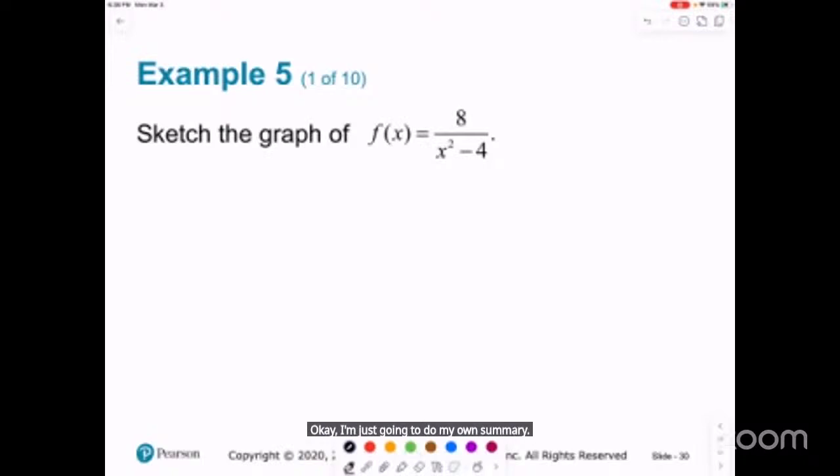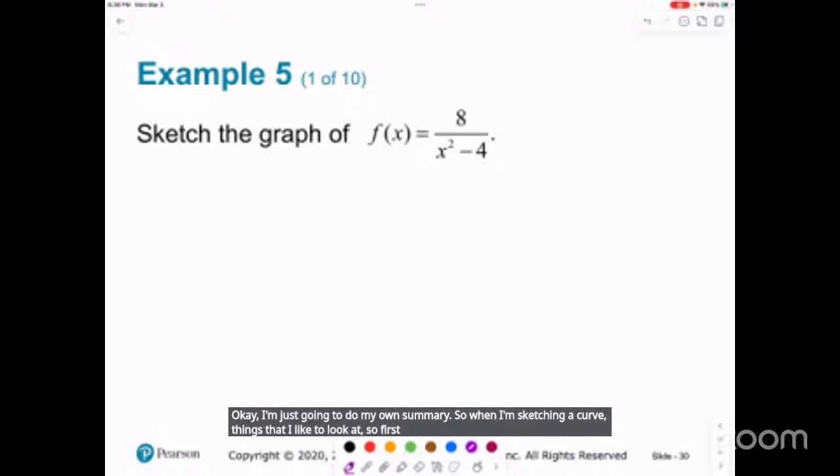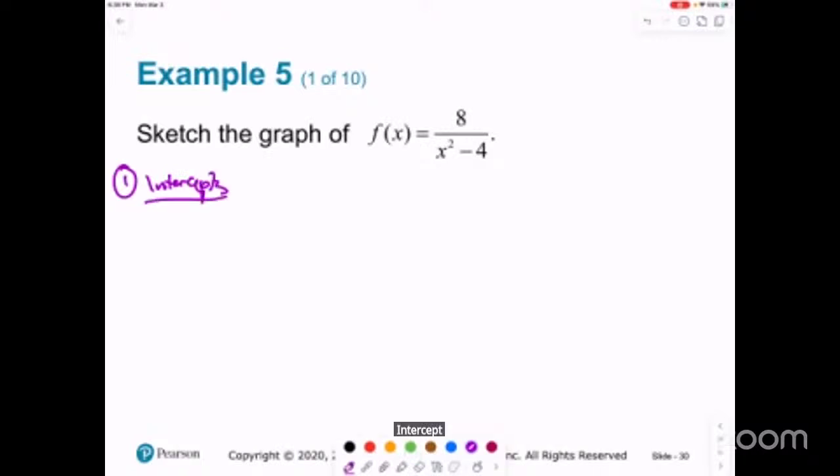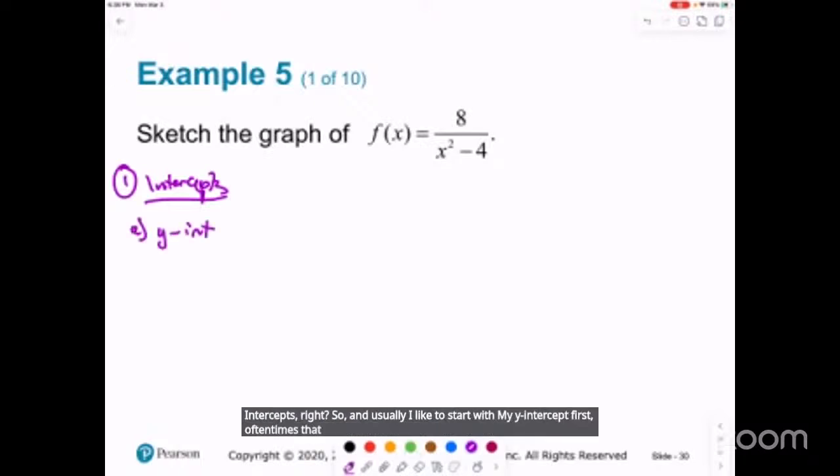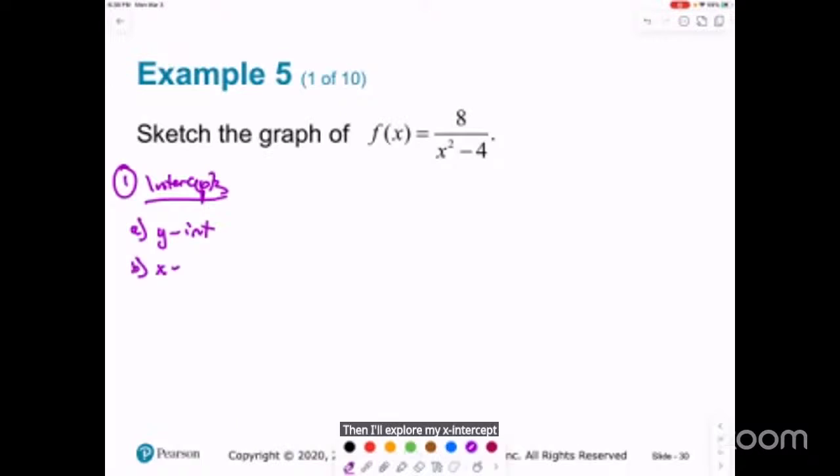So when I'm sketching a curve, things that I like to look at. First thing I like to explore are my intercepts. And usually I like to start with my y-intercept first. Oftentimes that's easier than the x-intercept. Then I'll explore my x-intercept. For rational functions, the x-intercept is when the numerator is 0.